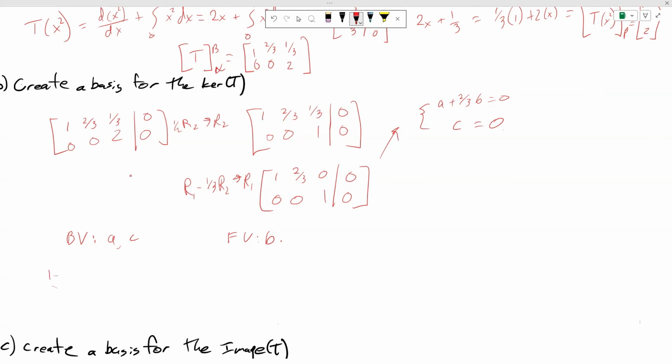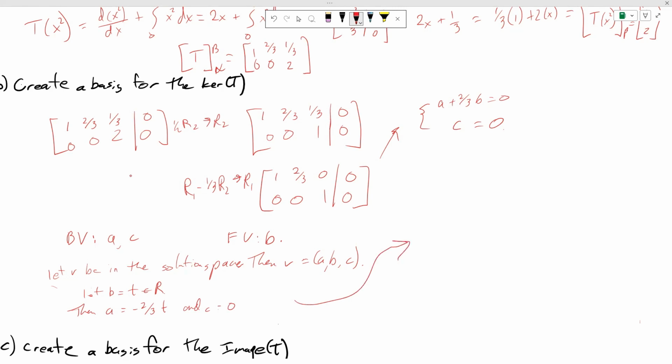So let V be in the solution space, then V equals A, B, and C. And we're going to let B equal T, which is an element of the real numbers, because it's our free variable. Well, if we do that, then A equals minus 2/3 T, and C equals 0.